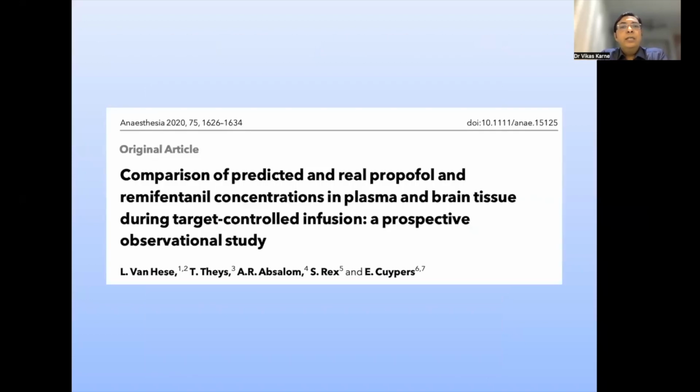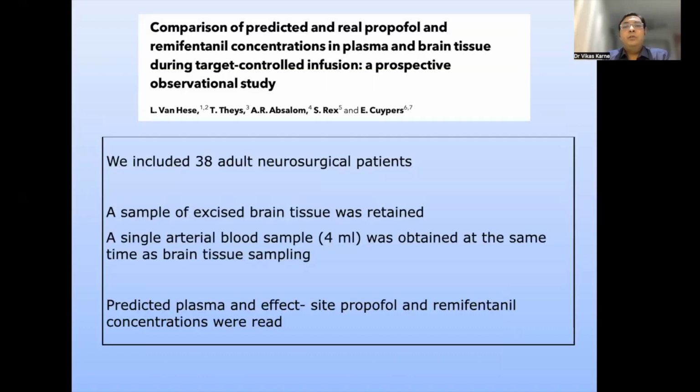This is a 2020 article published in Anesthesia Journal, comparison of predicted and real propofol and remifentanil concentration in plasma and brain tissues during target control infusion. It is a prospective observational study. They included 38 adult surgical patients, divided between those undergoing surgery for epilepsy and tumor resection, and only the epilepsy patients, around 19 patients, were included.